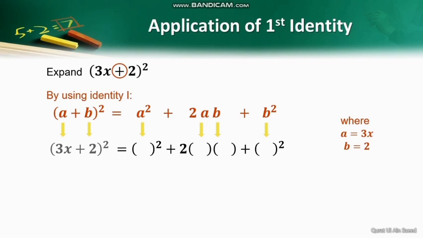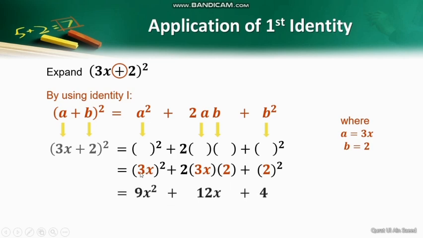Inserting these values of a and b in their places in the right hand side of the identity, as you can see on the screen. Remember that the square is also on the coefficient of x. That means you have to take the square of this 3 as well.